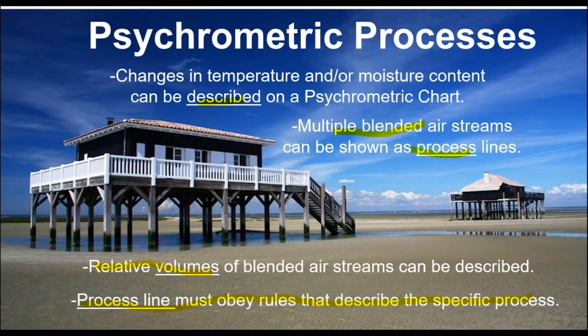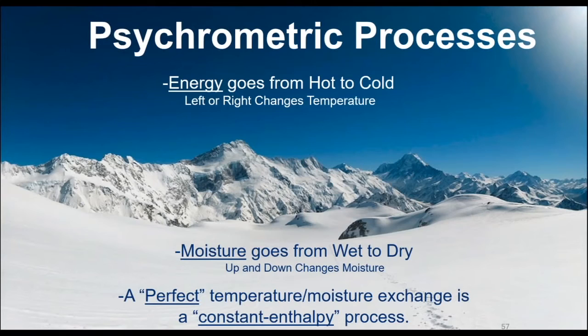So let's go ahead and look at these processes, remembering that energy goes from hot to cold. Any changes to the left or the right on the psychrometric chart is going to change temperature. Moisture is going to go from the high moisture condition to dry. Remember, we talked about vapor pressure. So the wetter it is, the higher vapor pressure it is. So that moisture is going to move from wet to dry. Any changes up or down on our psychrometric chart are going to change the moisture condition.